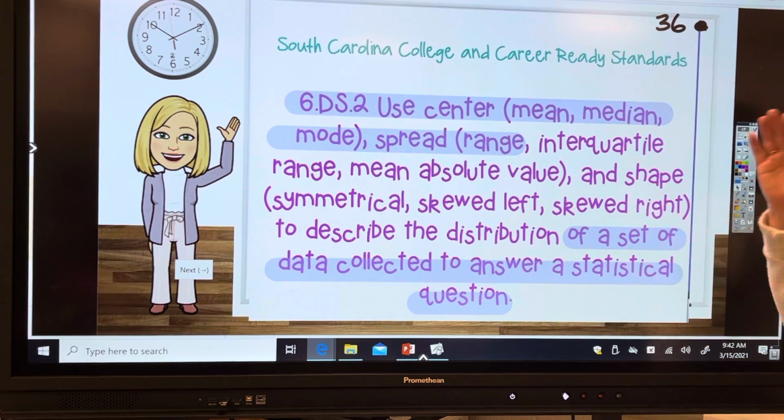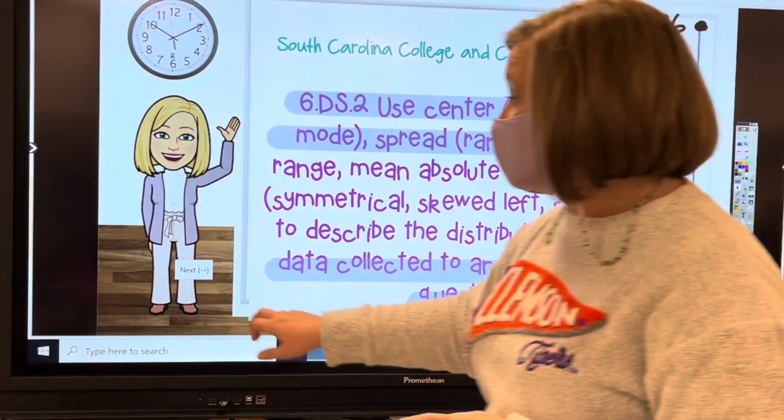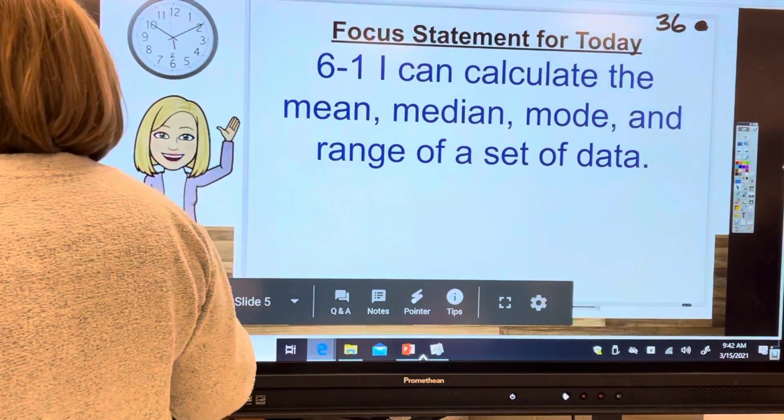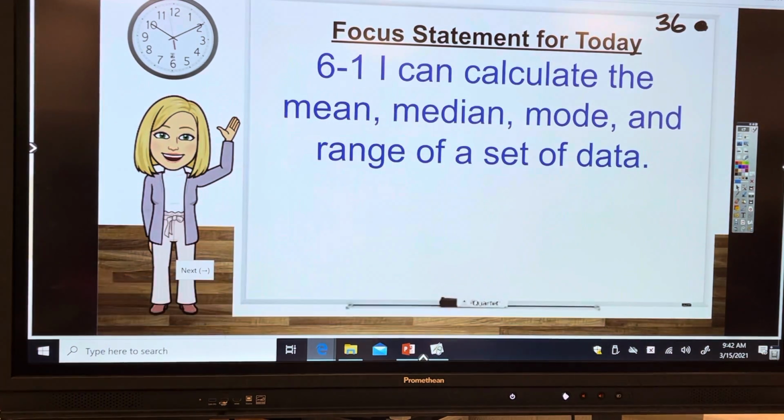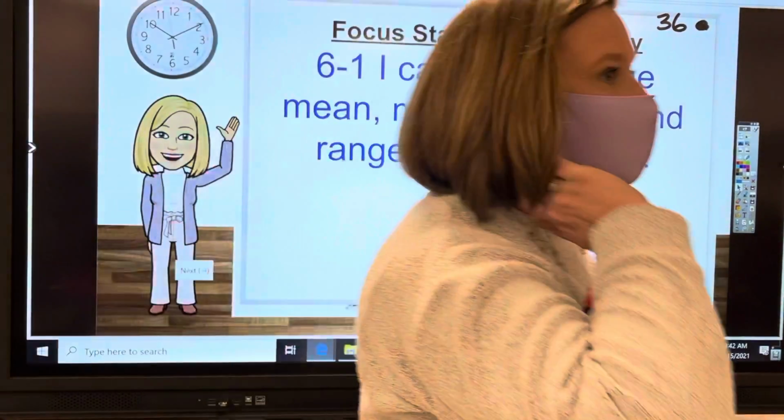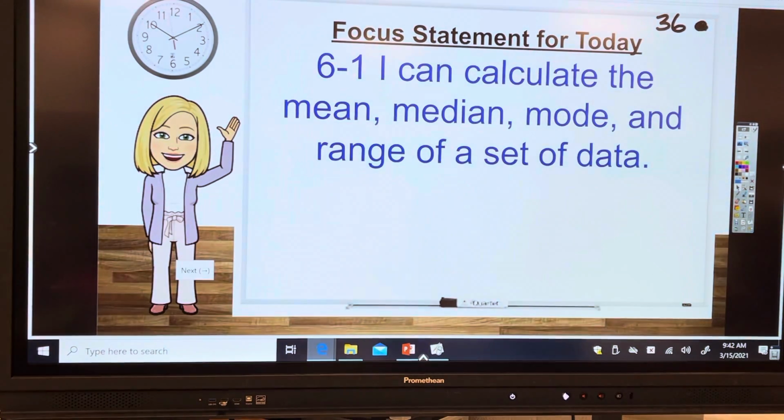And we're going to be given a set of data. We're not going to go find a set of data. We're going to be given a set of data. And a set of data is just a set of numbers that we're given. So our focus statement for today is, I can calculate the mean, median, mode, and range when given a set of data. If somebody gives you some numbers, you can figure out all that other stuff.